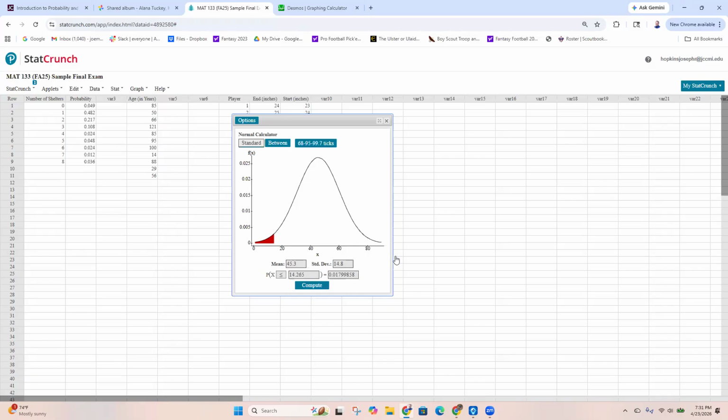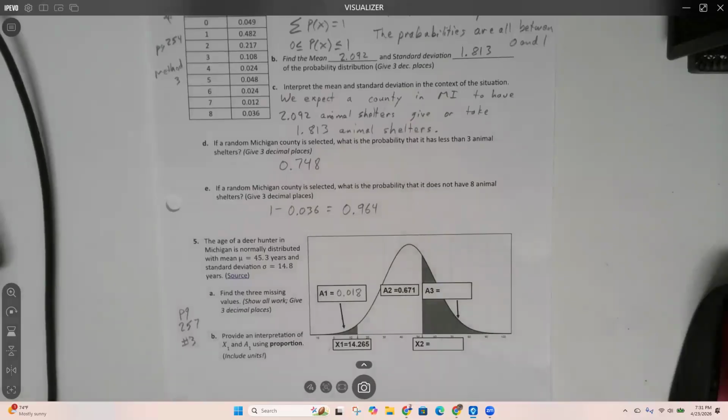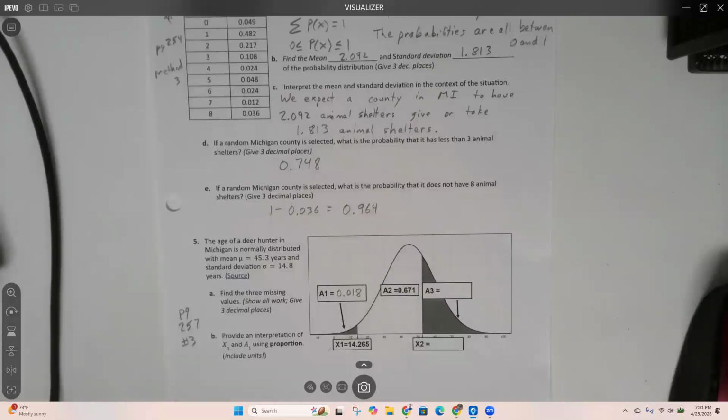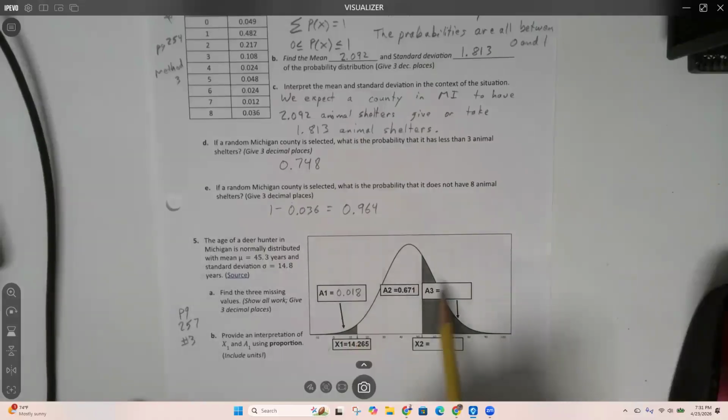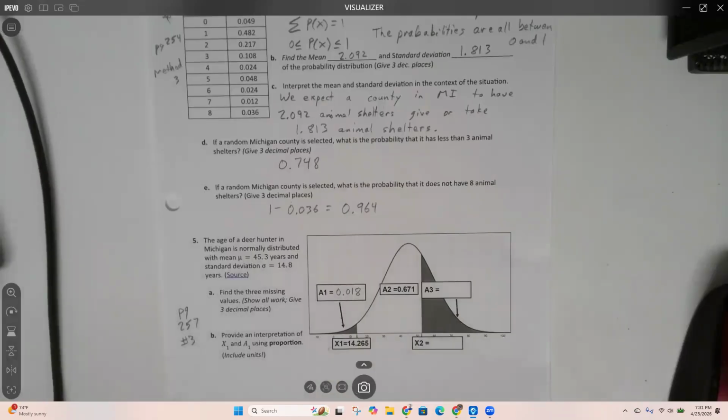I'm going to put in my x is 14.265, and I'm going to leave it as less than and hit compute, and it's going to give me the area of that shaded red region there is 0.018. Okay, so that was stat calculator's normal. Leave it on standard, put in my mean and standard deviation, put in my x value, and I get what A1 is. Now that I have A1, I can find either A3 or X2. Which one can I find next? I can find A3 because these three numbers add up to 1. So can someone find A3 for me?